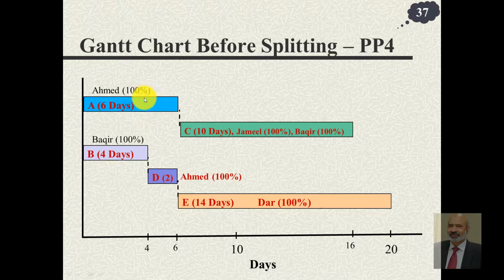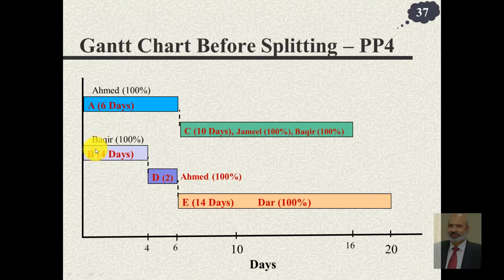So for first 4 days there is no problem. Ahmed spends all his time on activity A, but for the remaining 2 days he has to spend 8 hours per day here and 8 hours per day here. So we will have to pay Ahmed double or slightly more amount because of this overtime. There is no other problem. This is why you see this in black color and this in red color.